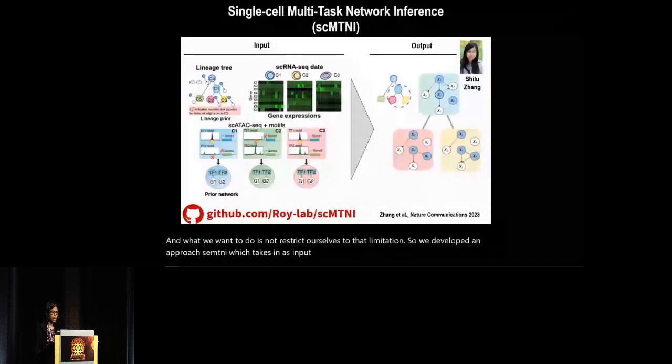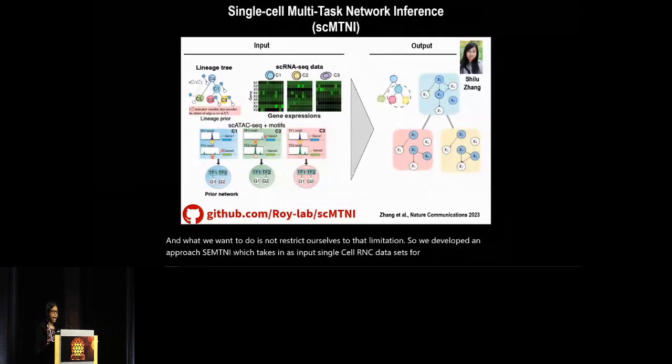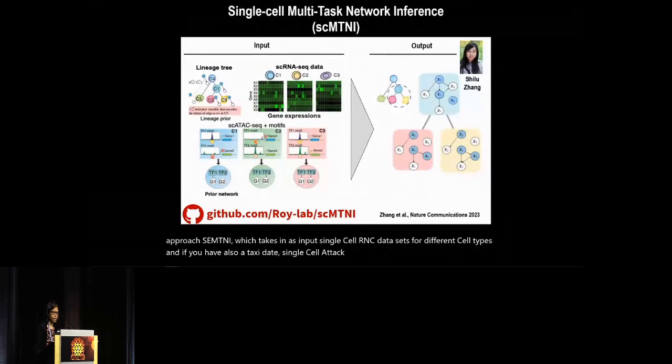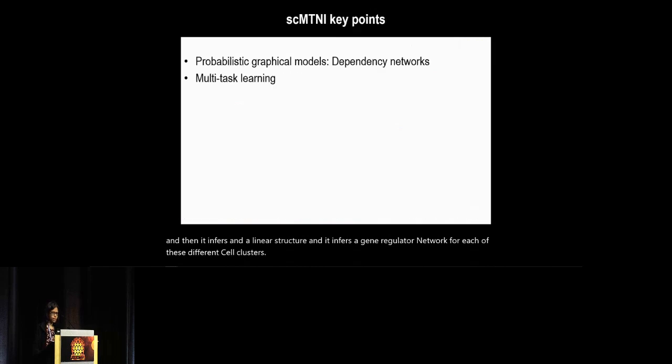single-cell RNA-seq data sets for different cell types. And if you also have ATAC-seq data, single-cell or bulk, for the different cell types, or if you just have motifs, it takes both of these types of information, and then it infers a lineage structure, and it infers a gene regulatory network for each of these different cell clusters. So some of the key points: it's based on probabilistic graphical models. It's based on a type of model called dependency networks. And again, it uses multitask learning.